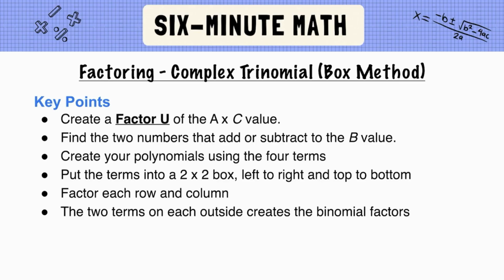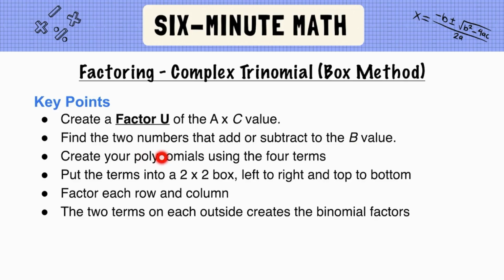The first thing we're going to do when we are factoring complex trinomials is create a factor U of that a times c value. If you are unfamiliar with what a factor U is, be sure to check out our video called What is a Factor, which will help explain that process. Then we're going to find two numbers that add or subtract to that middle b value.